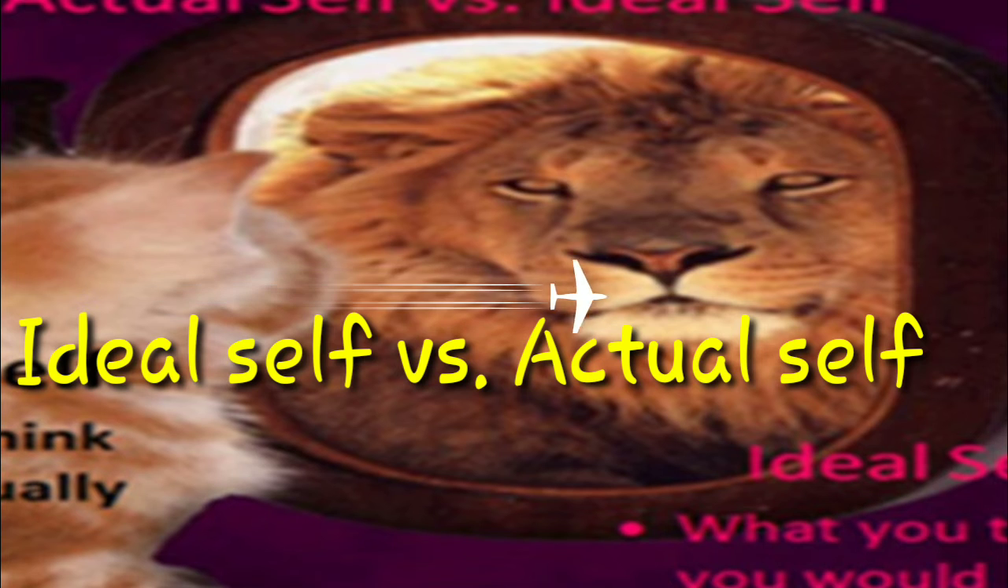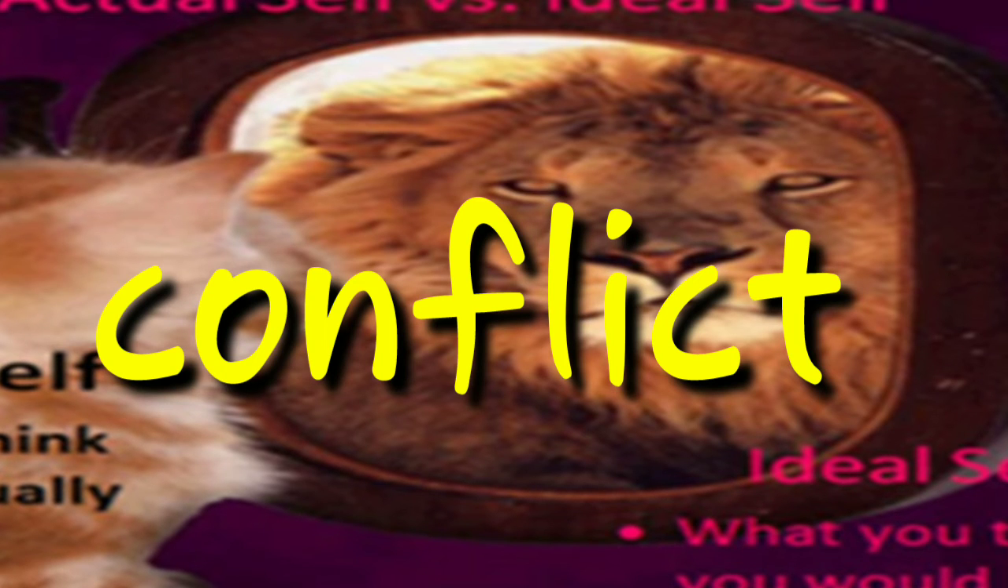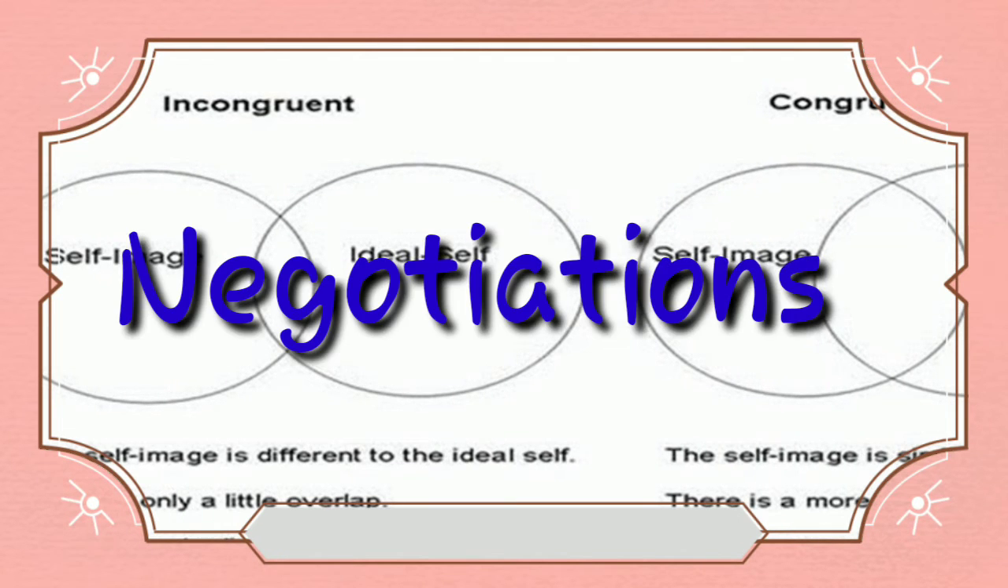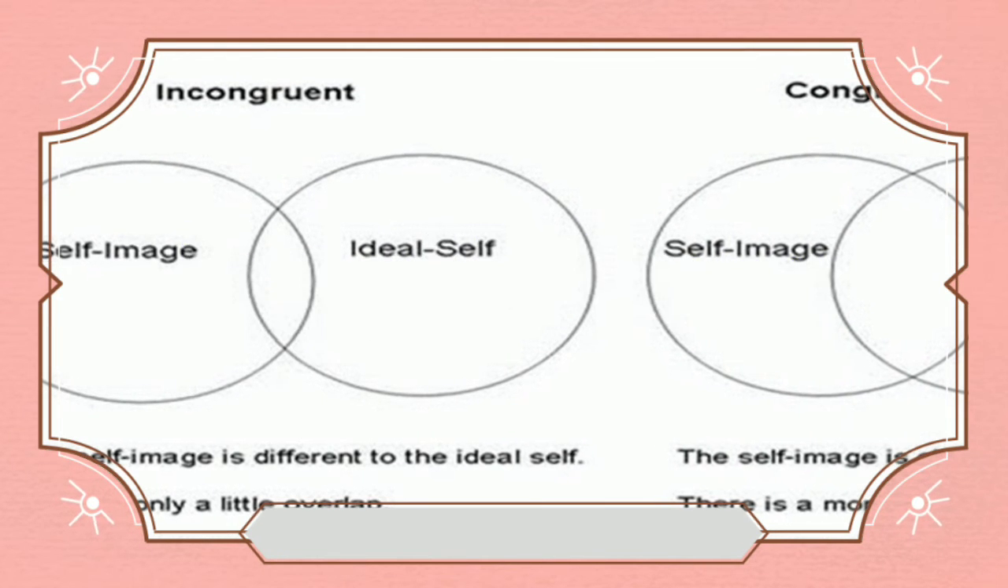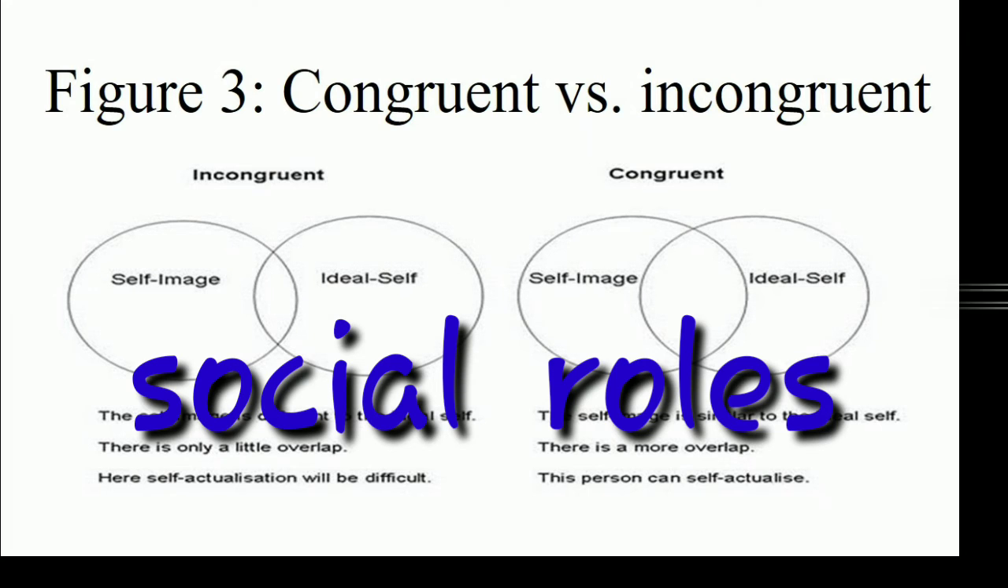nilang best interest. When the ideal self and the actual self is not favorable with each other, there is a conflict. And when there is conflict, there is a negotiation. There is negotiations that exist between the two selves, the ideal self and the actual self. The two selves is complex because there are numerous exchanges between the ideal and the actual self. These exchanges are exemplified in social roles that are adjusted and readjusted.